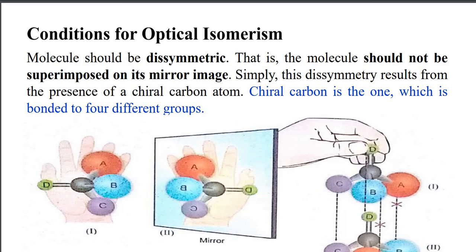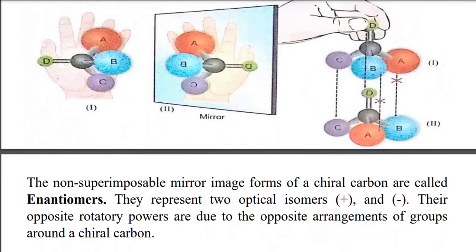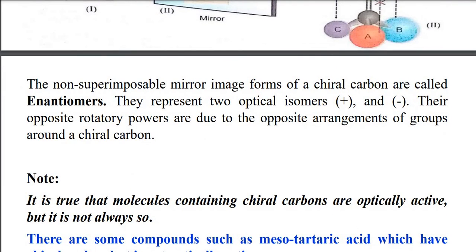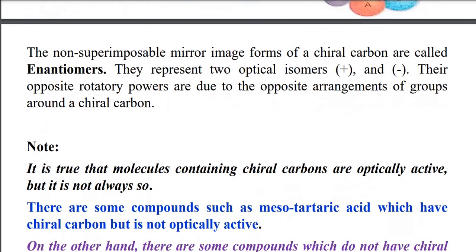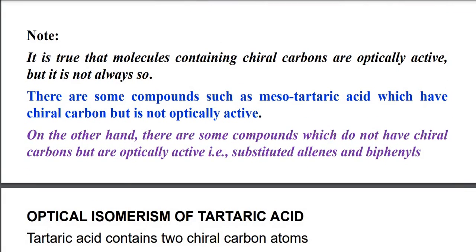Now, conditions for optical isomers. Molecules should be dissymmetric, and the molecule should not be superimposable on its mirror image. Simply, this dissymmetry results from the presence of a chiral carbon atom. A chiral carbon is one which is bonded to four different groups. You can see. Now, non-superimposable mirror image forms of a chiral carbon are called enantiomers, and they represent two optical isomers, plus and minus. Their opposite rotatory powers are due to the opposite arrangement of the groups around the chiral carbon. So it is true that molecules containing chiral carbons are optically active, but it is not always so.